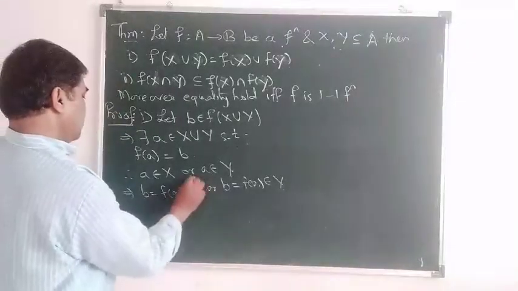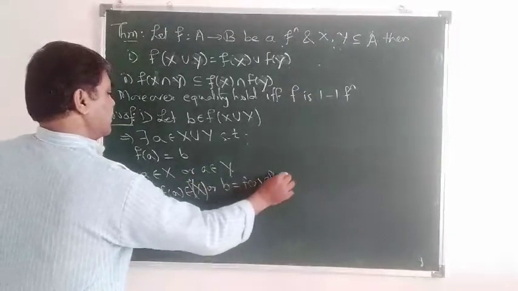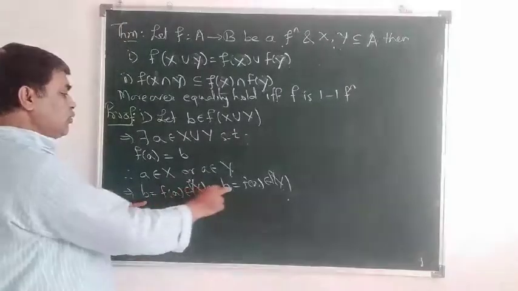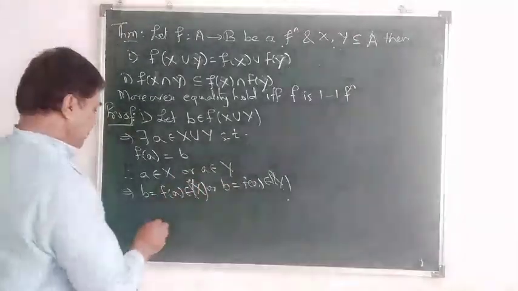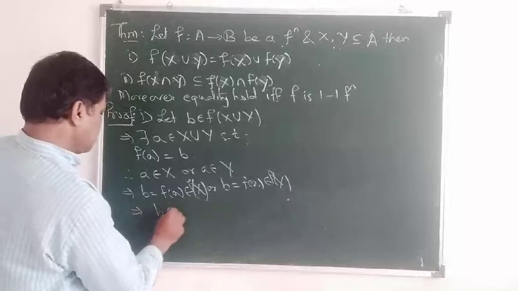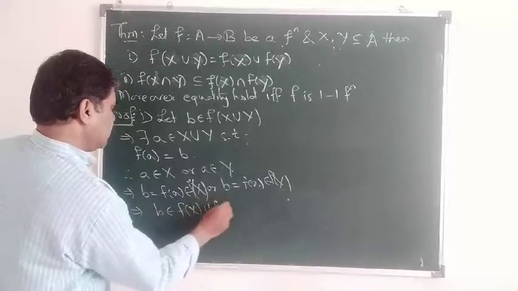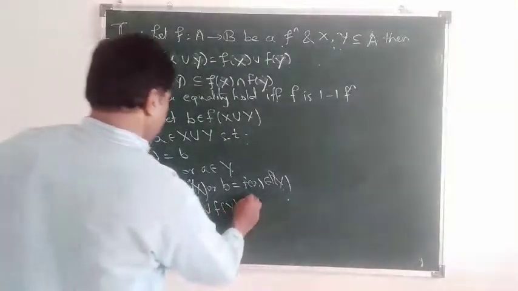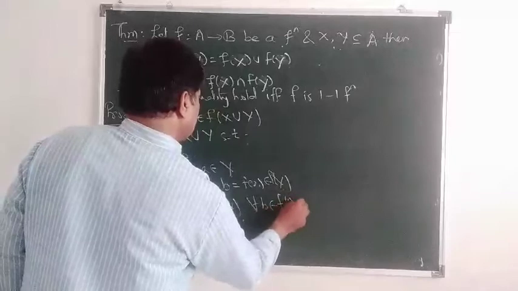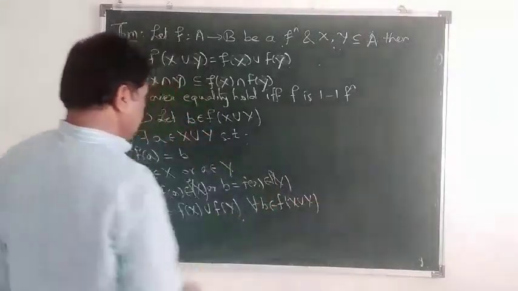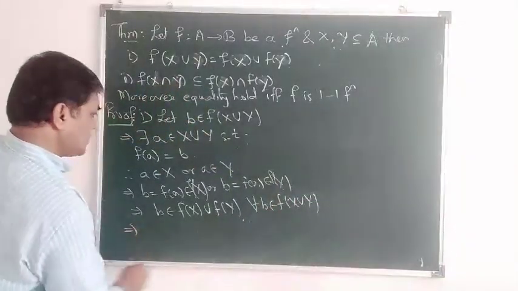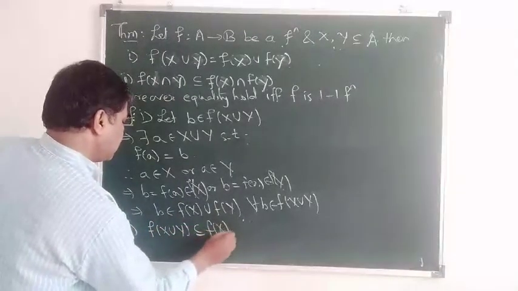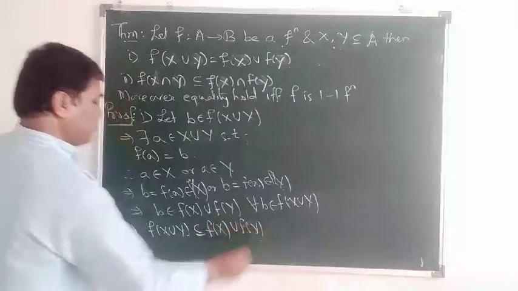Sorry, F of X, F of Y. So F of A, which is equal to B, lies in F of X or F of Y. This implies B belongs to F of X union F of Y. For any B belonging to F of X union Y, because this choice of B is arbitrary, this implies F of X union Y is a subset of F of X union F of Y.